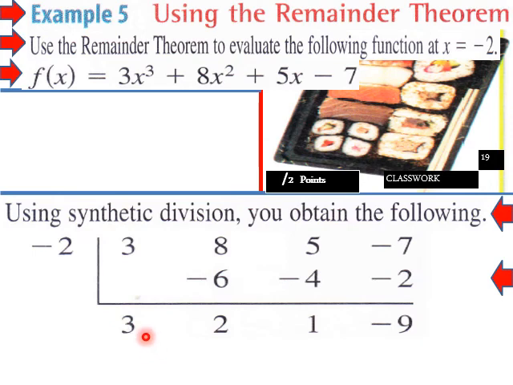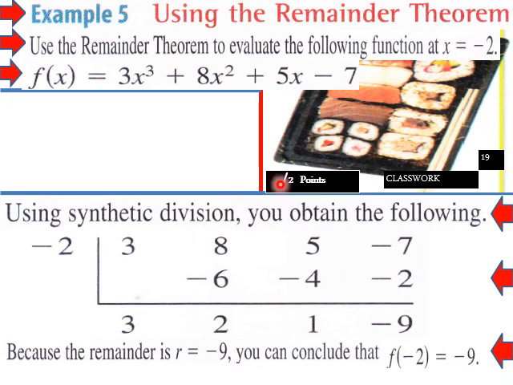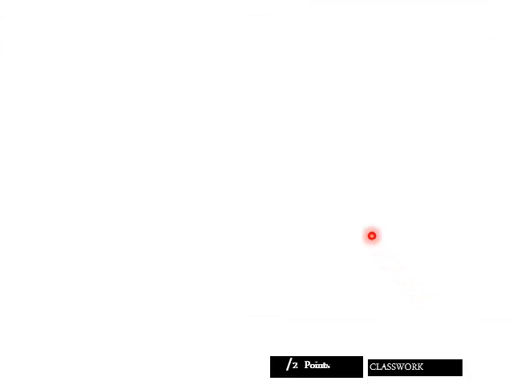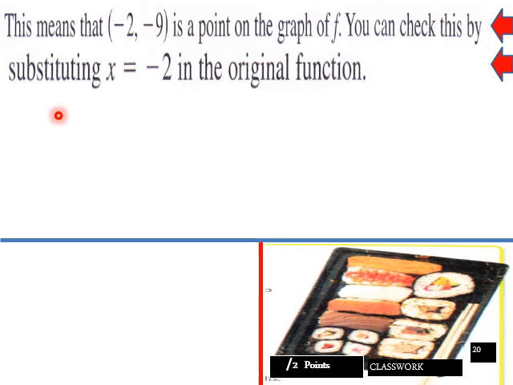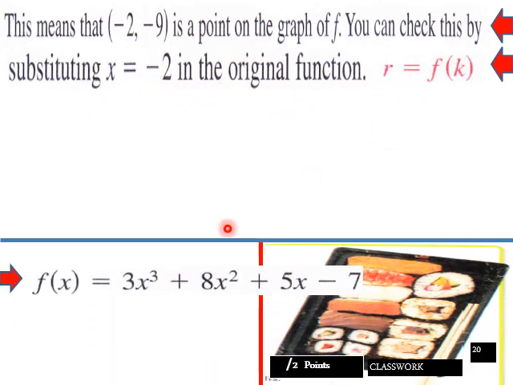Drop down 3, times negative 2, we get negative 6, add. Negative 2 times 2 is negative 4, add. Negative 2 times 1 is negative 2, add. So we have a remainder here of negative 9 when we divide by negative 2. So r is negative 9. You will conclude that f of negative 2 would equal negative 9 from that situation. So you could find coordinates of a graph. You can check this by substituting x equals negative 2 in the original function, r equals f of k.